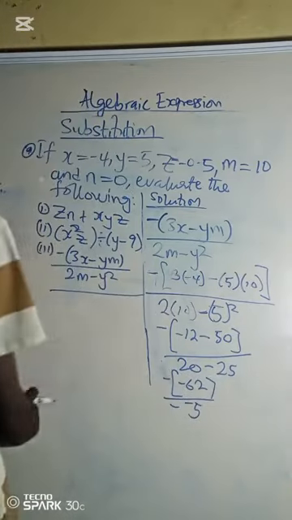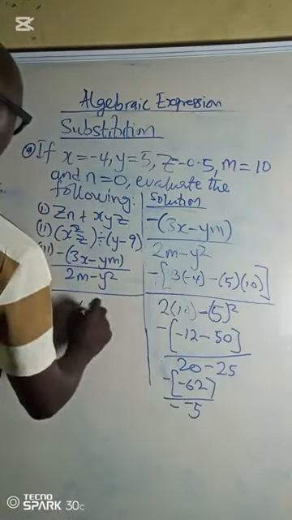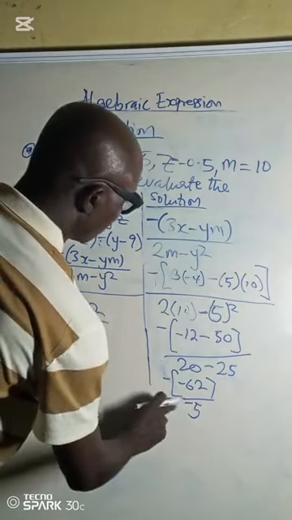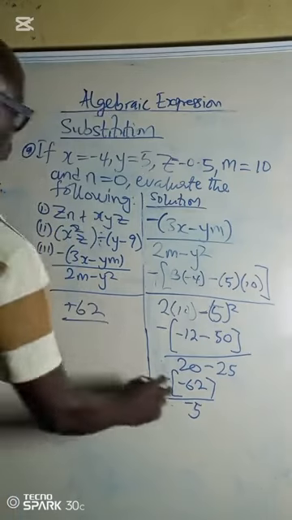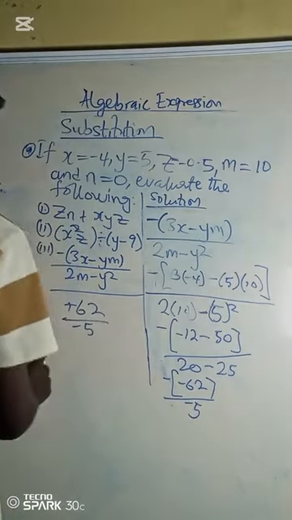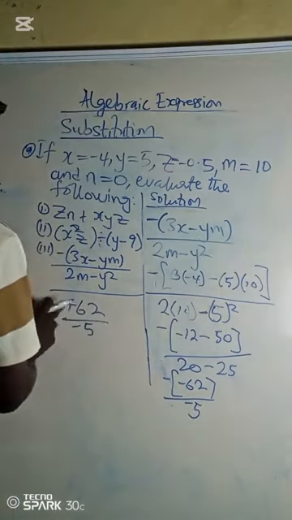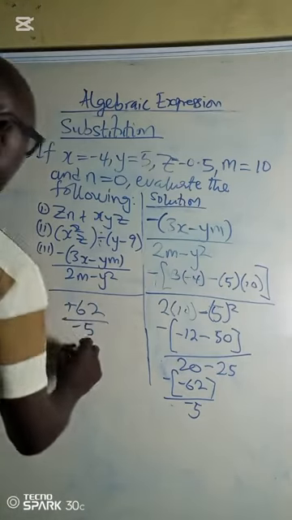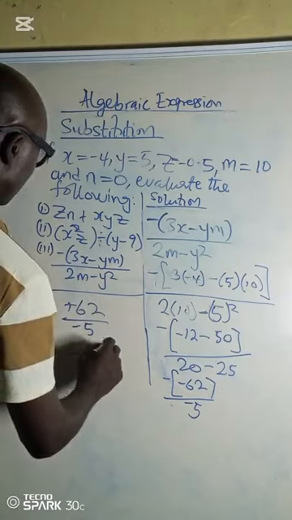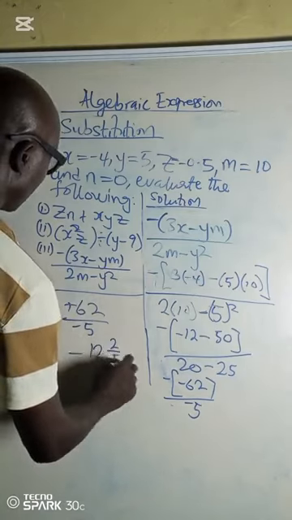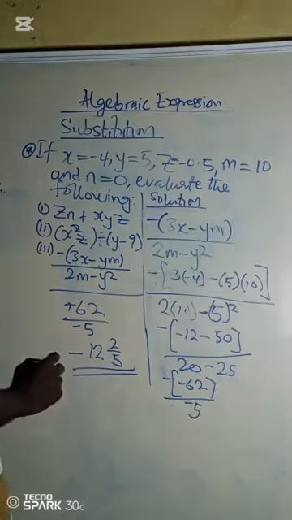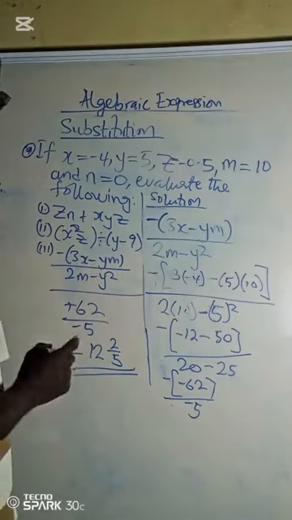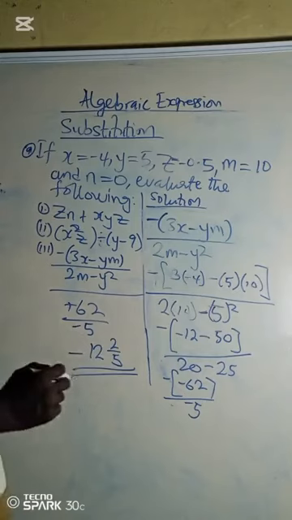Minus times minus, that's plus 62. Plus 62 divided by minus 5. Minus, plus divided by minus, minus. How many 5 do you have in 62? That is 12. Remainder 2 over 5. Our final answer for this particular question is minus 12 whole number 2 over 5.